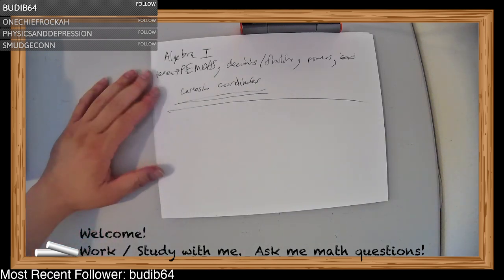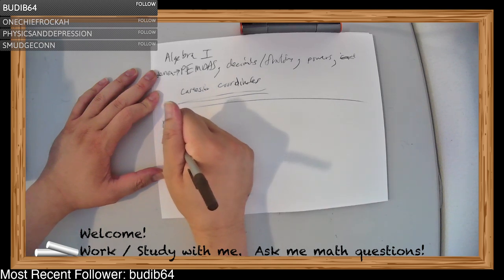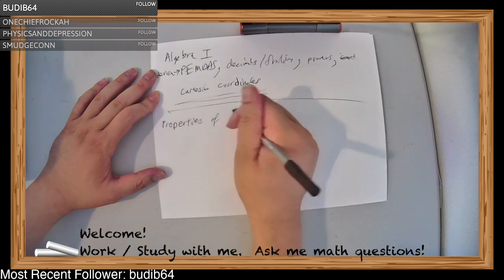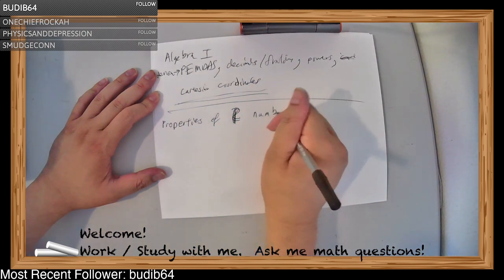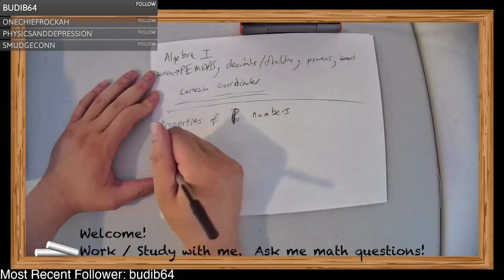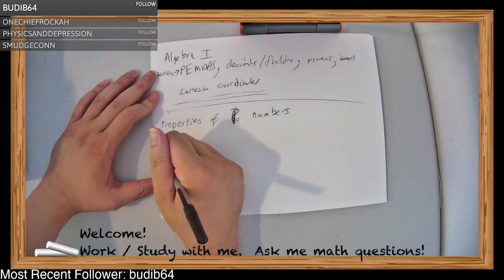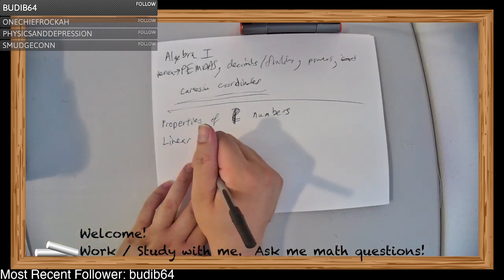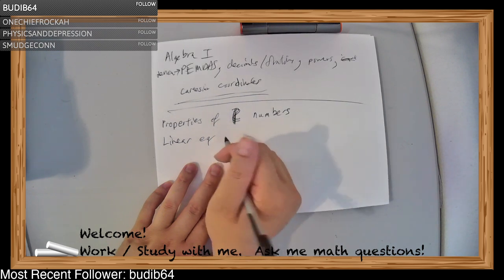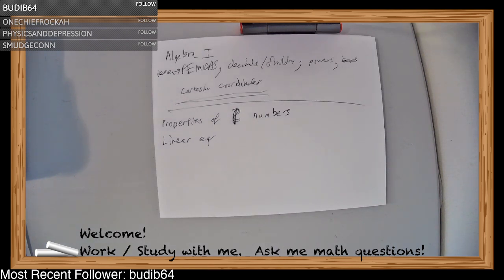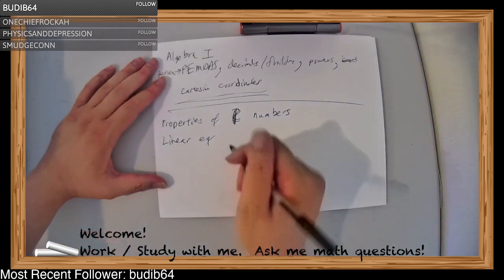Okay, so we learn properties of real numbers. Okay, so that seems okay. And then we learn linear equations. Not like systems of linear equations, which is what linear algebra is about, but like actual linear equations.